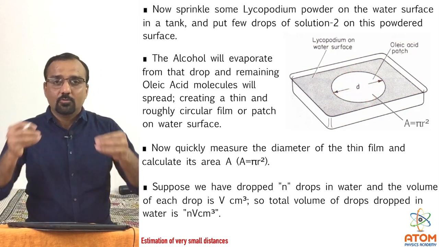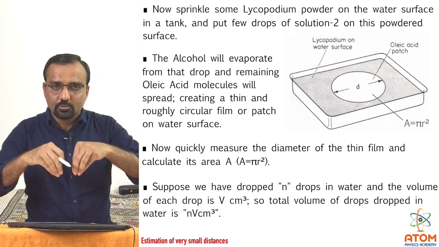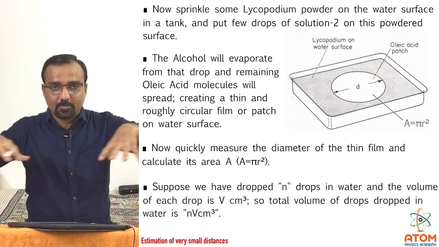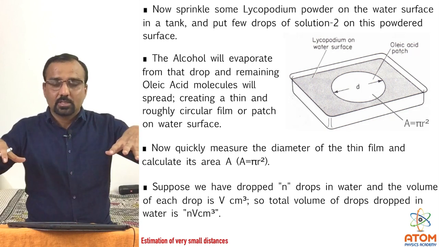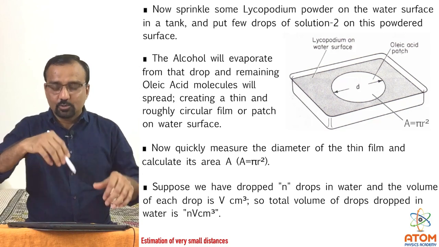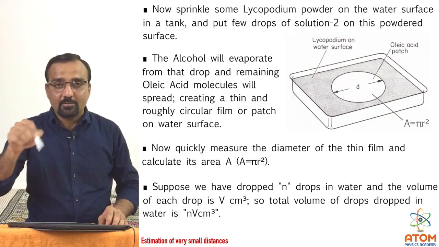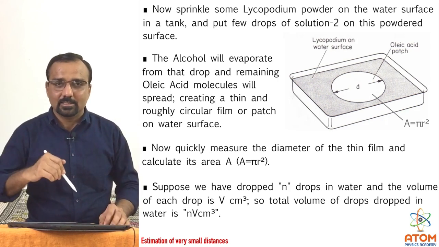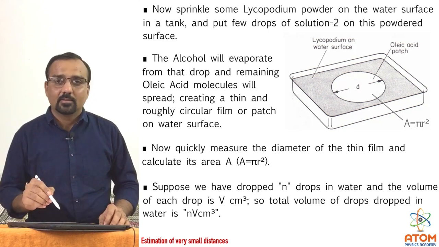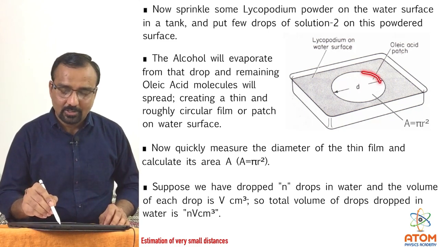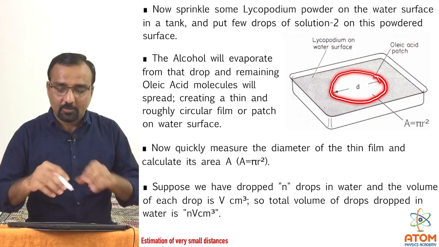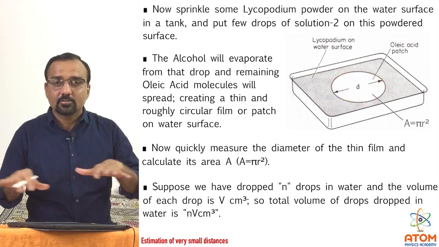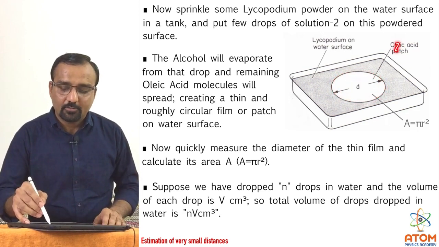What will happen, when we will put some droplets of the solution 2 here on the powder, so that solution will try to spread out. So when it spreads out, it removes the powder, and so you can see it easily. Why we are putting this powder? So the spreading of that solution can be seen easily. Now this is shown here. You can see after the removal of that powder, a transparent patch type of thing, or say thin layer, is formed of oleic acid.